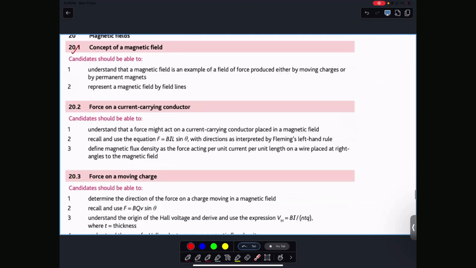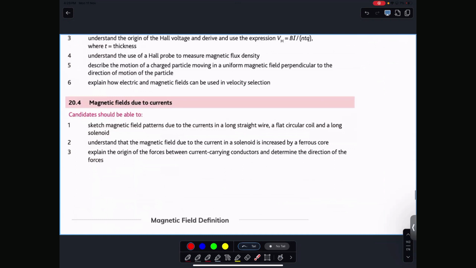And the other thing that I'll be doing here is, hopefully I can do them: sketch magnetic field patterns due to current in a long straight wire, a flat circular coil, and a long solenoid. So we have to draw the magnetic field patterns. Understand that if you place an iron core in a solenoid, it becomes a stronger magnet. So these are the things we're going to do today.